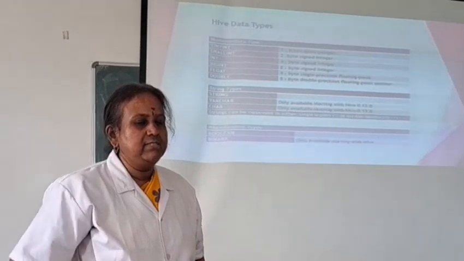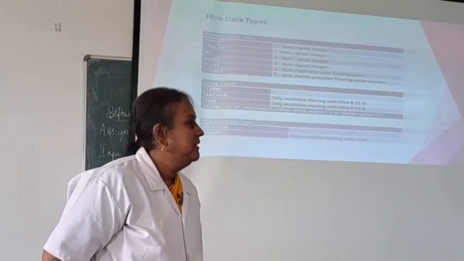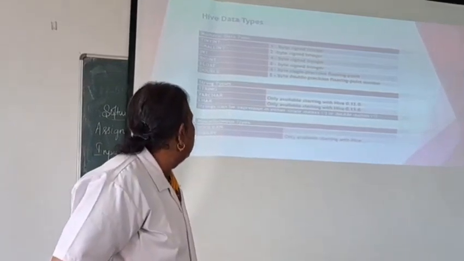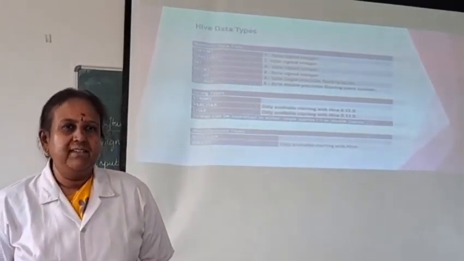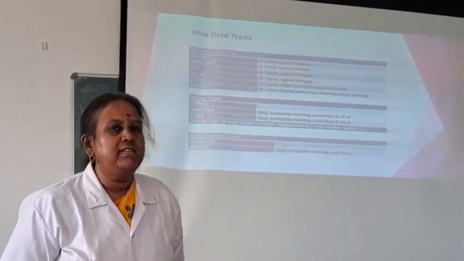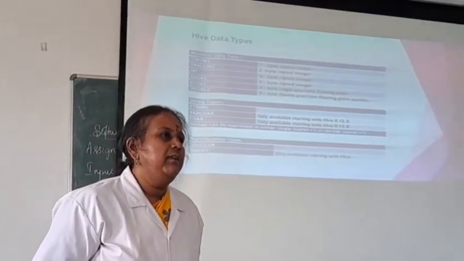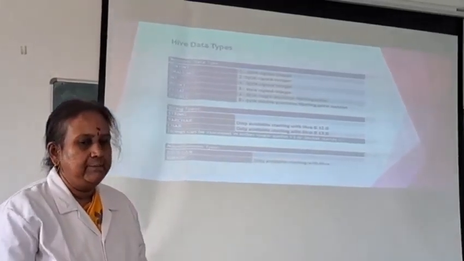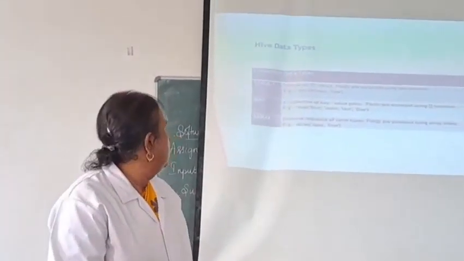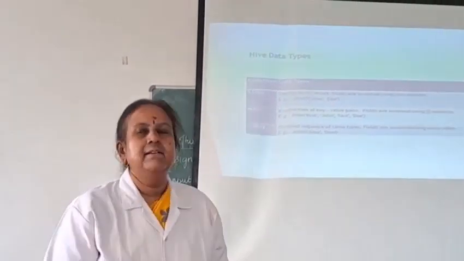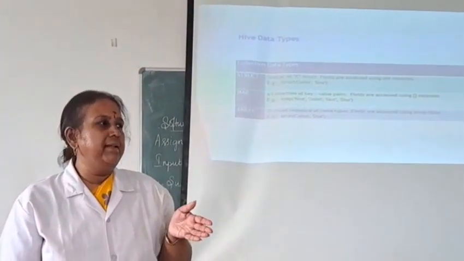So you have a special type called binary, only available starting with a certain Hive version. So you will have all these data types included in your query. When you are using your query, you will use all these types of data inside it, right? To define your variable inside the query, you are using that. The collection data types also in Hive: struct, map, and array.